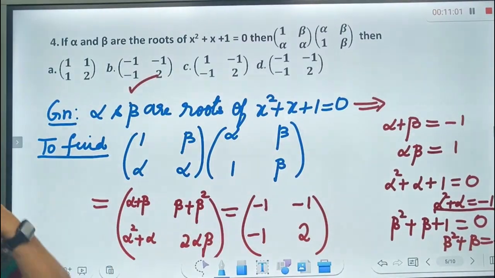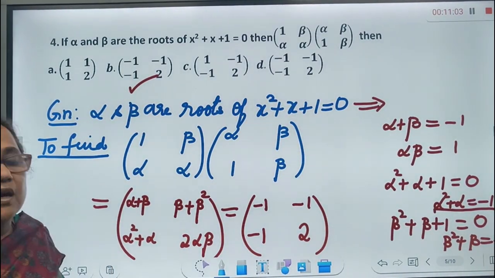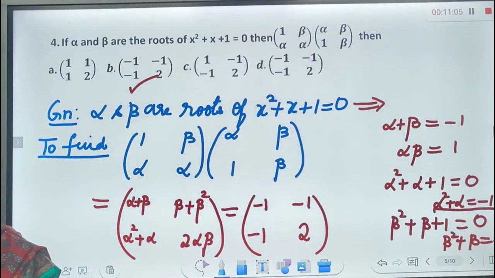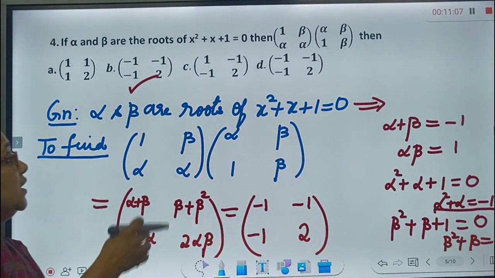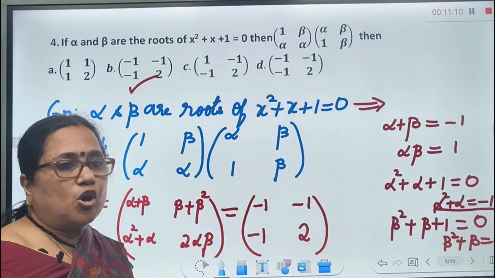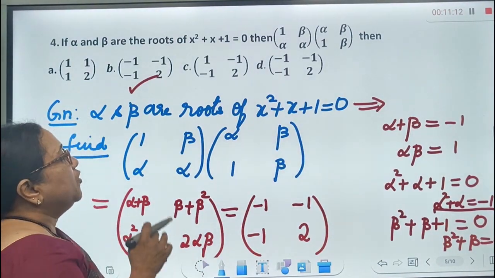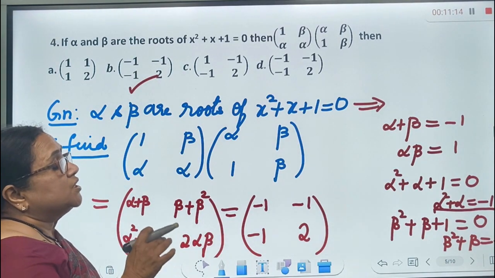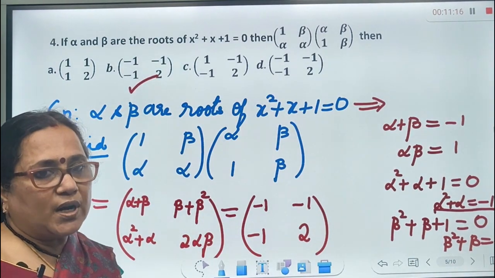So in mathematics, sometimes you need to combine ideas or combine topics in order to solve a particular problem. Here we have not only used the concept of matrix multiplication, we have also used the concept of sum of the roots and product of the roots of a quadratic equation.